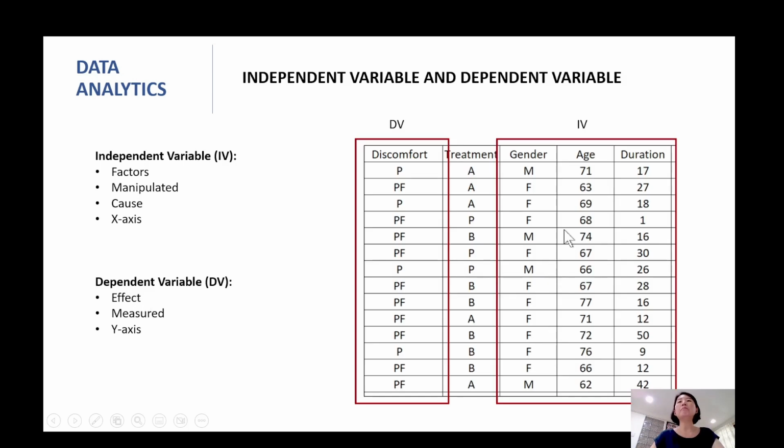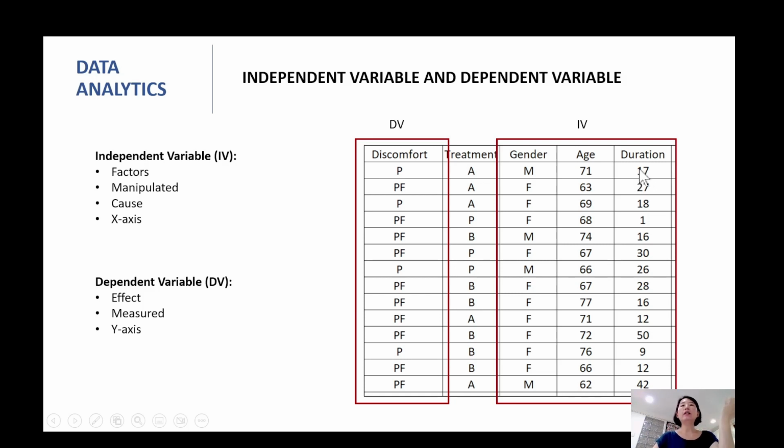So this is an example of DV and IV. For example, we want to know whether different treatments will give any discomfort to the patients, and what will cause the discomfort. Definitely, if we are looking at the same treatment A, what are the other factors that will cause discomfort? So the discomfort will occur based on different factors. What are the possible factors? It might be due to gender, age, or duration of the treatment.